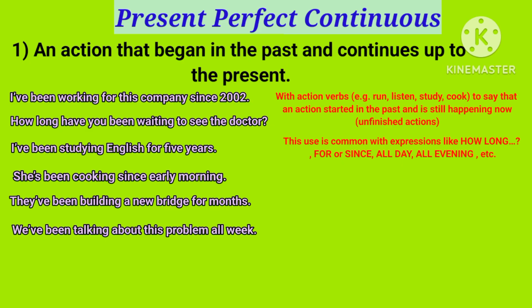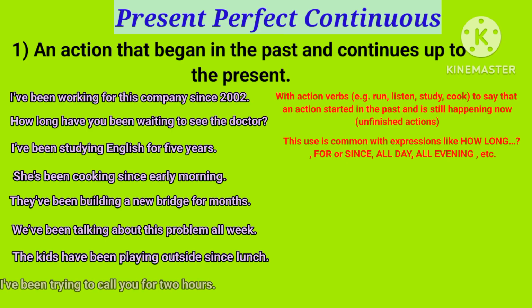The next example: the kids have been playing outside since lunch. The action began after lunch and hasn't stopped yet. And play is an action. Playing is an action verb. Next: I've been trying to call you for 2 hours. Repeated attempts that continue up to now. And try is an action verb.